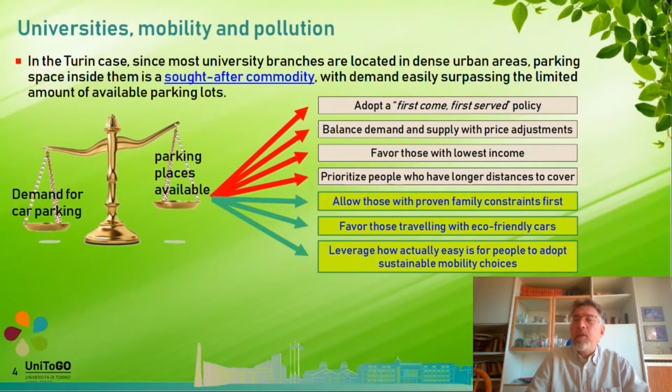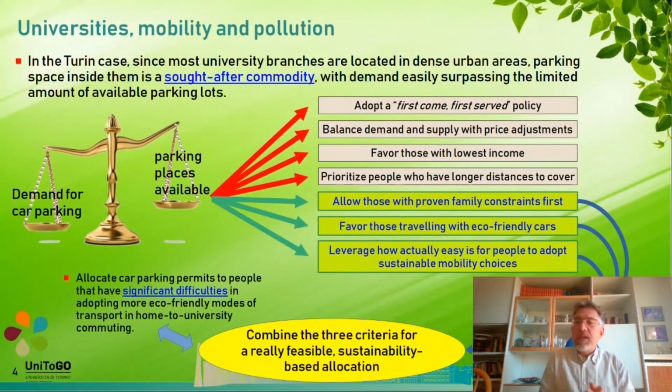Here I've listed some of the criteria that you could use. Some of them are quite unreasonable, while others are quite reasonable indeed, and those are the green ones. We will see how using these last three criteria combined can be the basis for a reasonable way to satisfy requests for car parking, recognizing that some people have difficulties in coming with other modes of transport to the university, while other people can actually use alternative modes of traveling.